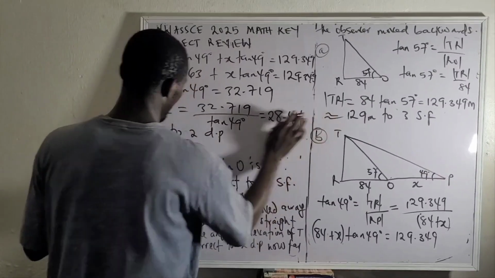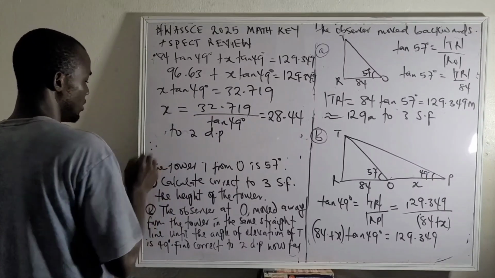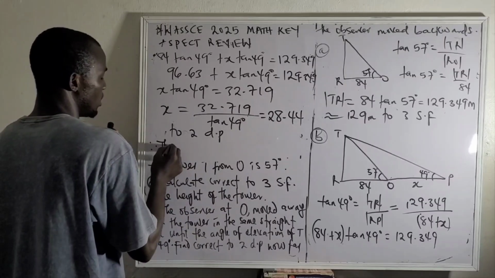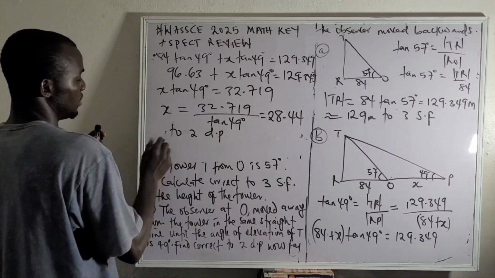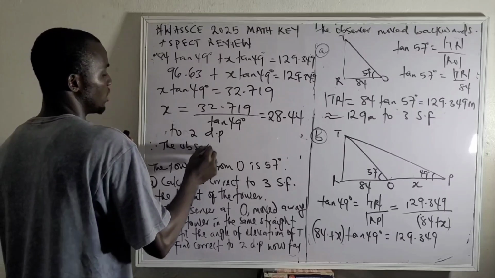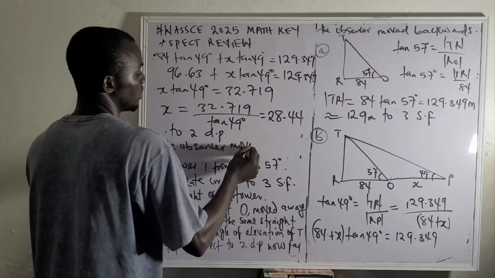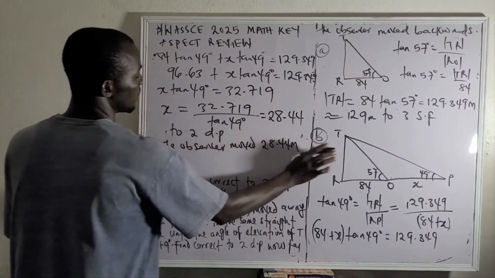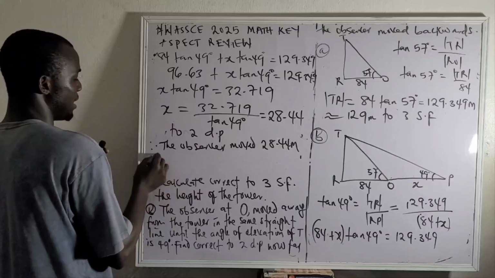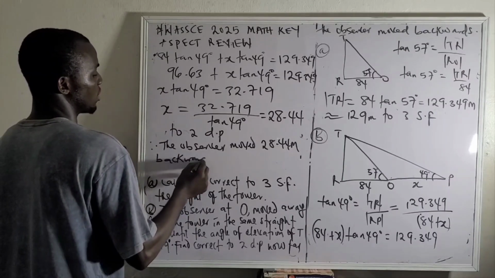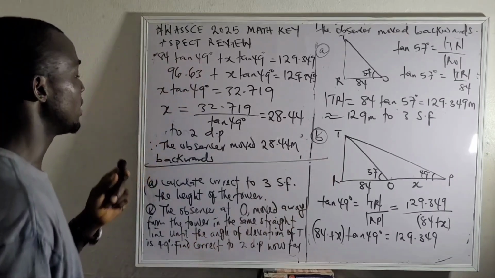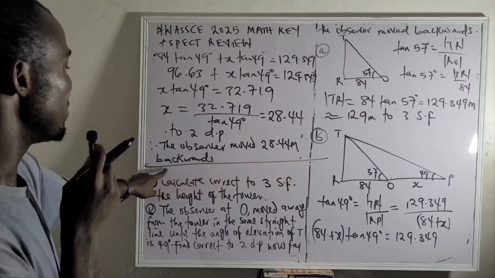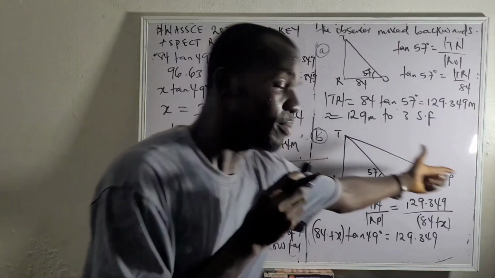So we can conclude that, therefore, the observer moved 28.44 meters backwards. That's our answer. The observer moved 28.44 meters backwards, that way.